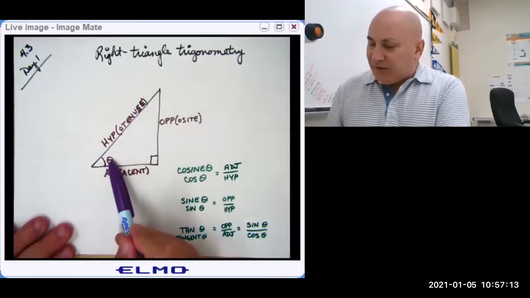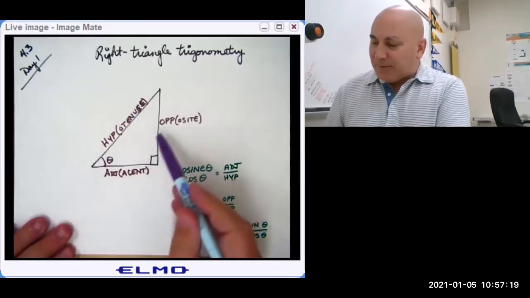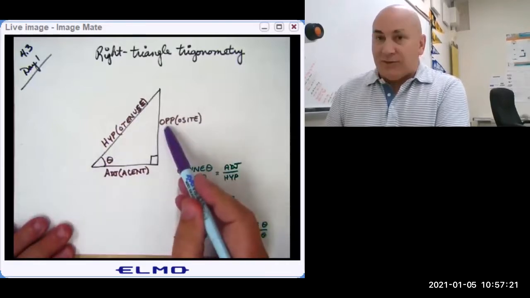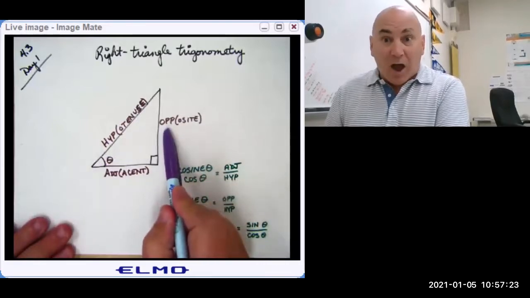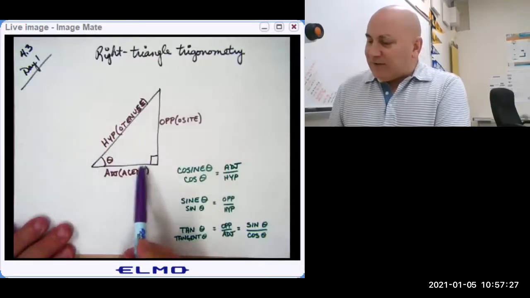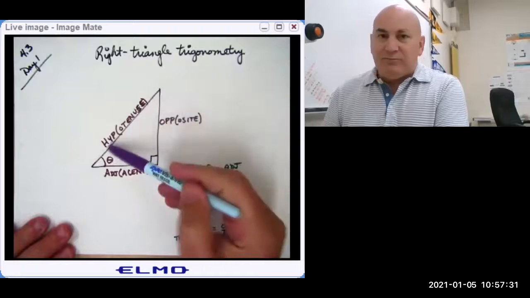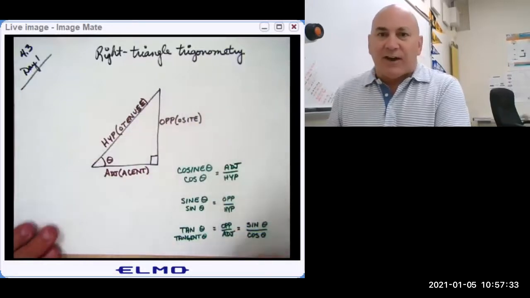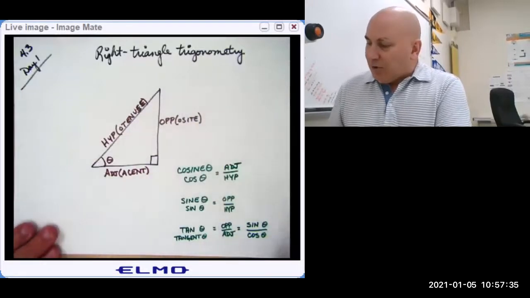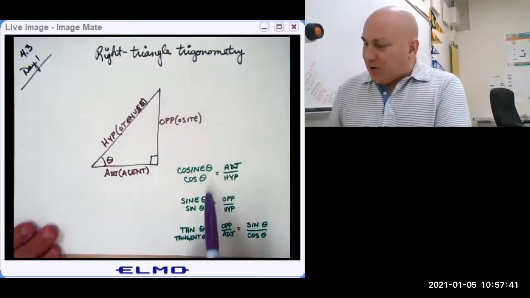So if this is the angle theta, then we have terms for each of the three sides of the triangle. The side opposite angle theta is opposite. I know, right? The side adjacent to angle theta is the adjacent side. Then the hypotenuse is always the longest side of the right triangle. So we have some trig ratios that we can come up with.